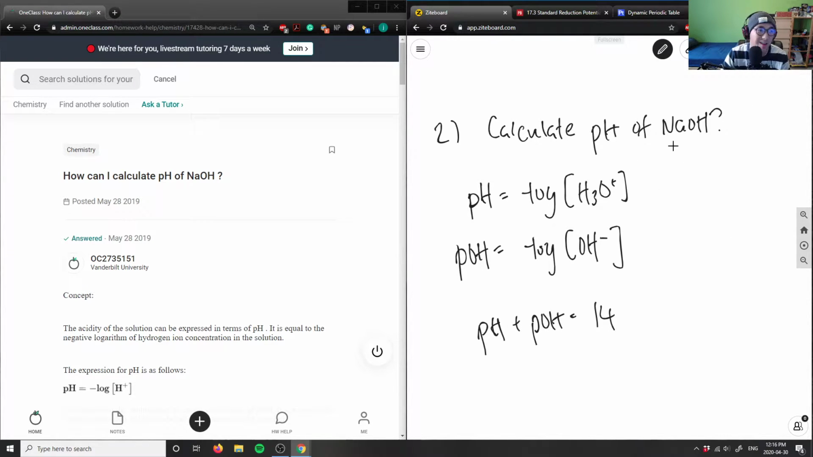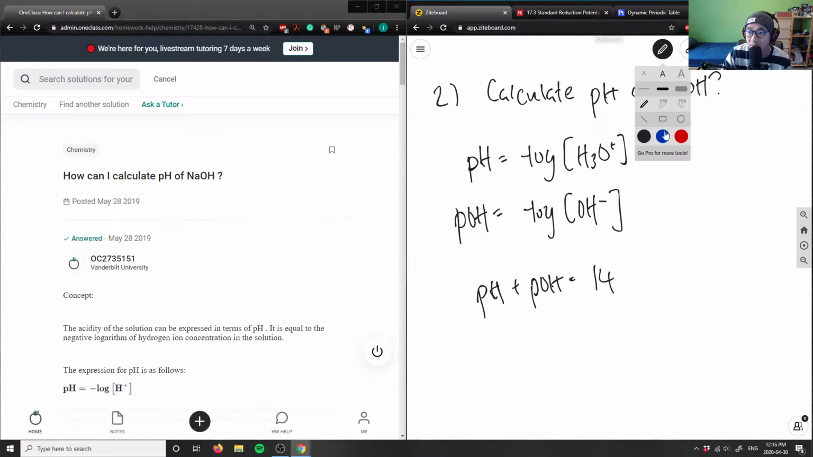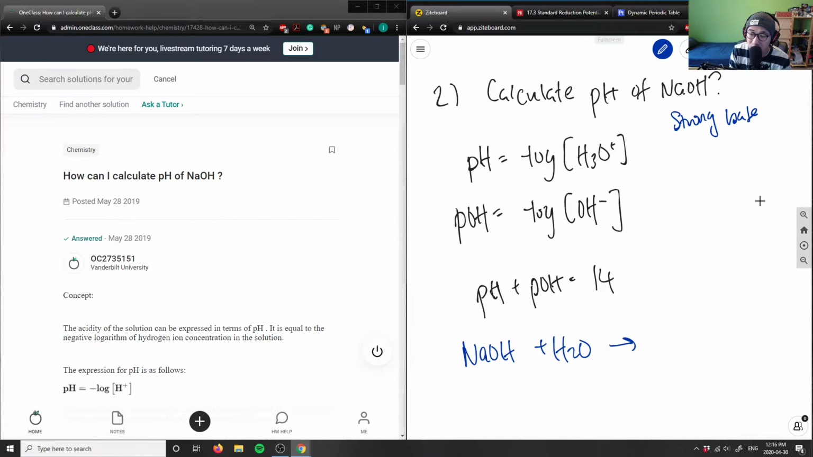So in order for me to calculate the pH of NaOH, I would have to be given some concentration of the NaOH here, and then I know that NaOH is a strong base. It's going to dissociate fully in water. So this is a strong base. If I were to write the balanced chemical reaction, I would have NaOH plus H2O. This would go only in one direction, and I would get Na plus and OH minus here. It's going to dissociate into a base. You get water and whatnot here.